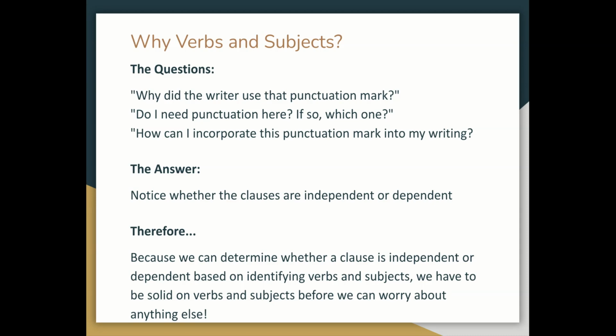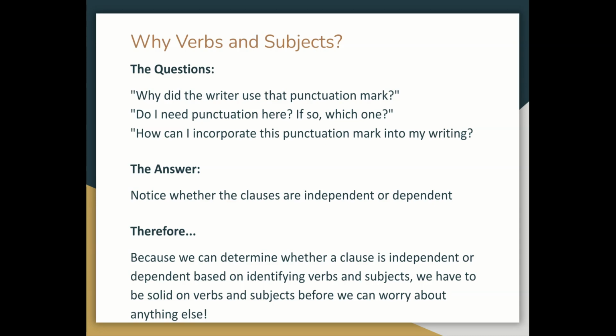And that's where we want to get to. We want to figure out what writers are doing, why they are doing it, and how we can incorporate that into our own writing. So we're going to start small with verbs and subjects. We're going to build on our verbs and subjects by figuring out independent and dependent clauses. And then we're going to take all of that knowledge and we're going to be able to figure out how we use punctuation marks correctly and how other writers use them correctly. So let's start this process.